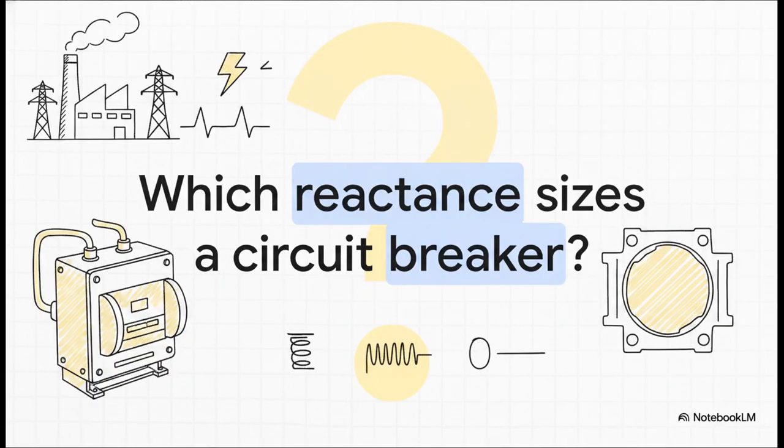All right, let's put this into practice. When life-or-death hardware decisions are on the line, say you're specifying a multi-million-dollar circuit breaker to protect a generating station, which of these 3 reactances do you actually use to safely size that breaker's interrupting capability? Take a quick second and think about it.